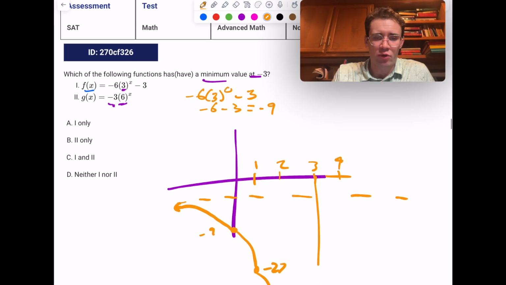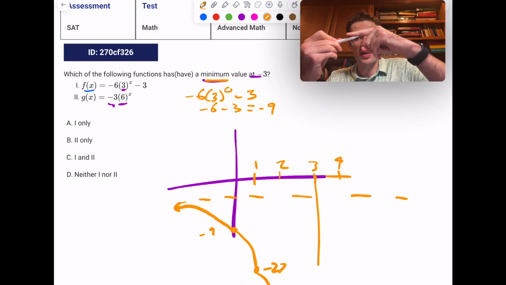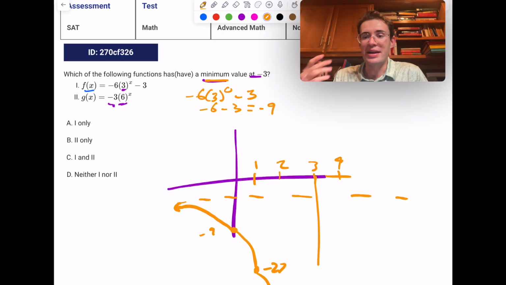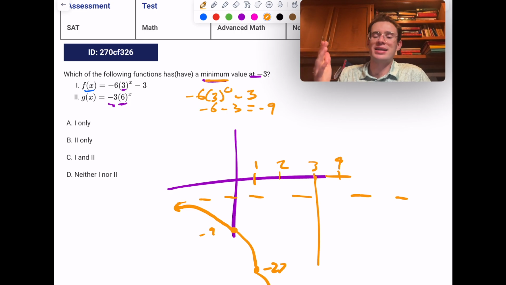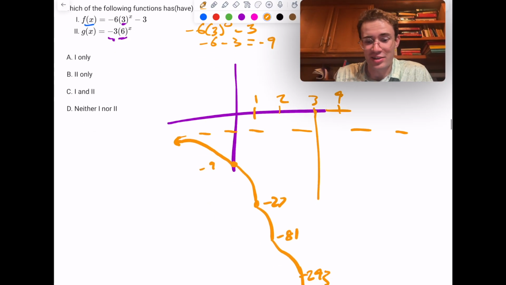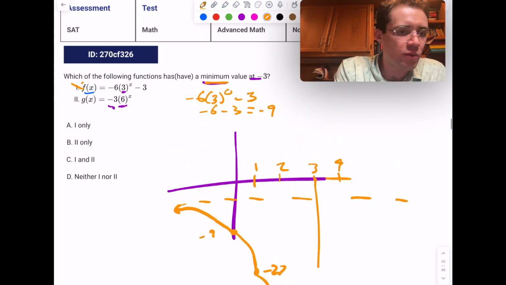But for one, that's not what minimum means. It doesn't actually ever touch that point, because an asymptote gets closer to it without ever touching it. So we'll get to like negative 3.00000000001, and then infinitely closer than that even, but technically never touches negative 3 anyway. And that's not a minimum. There's no minimum. So that's 1.